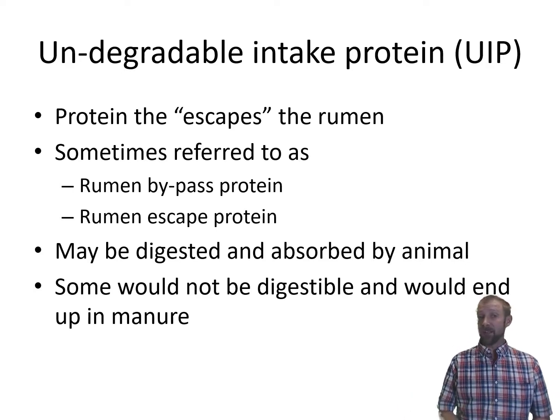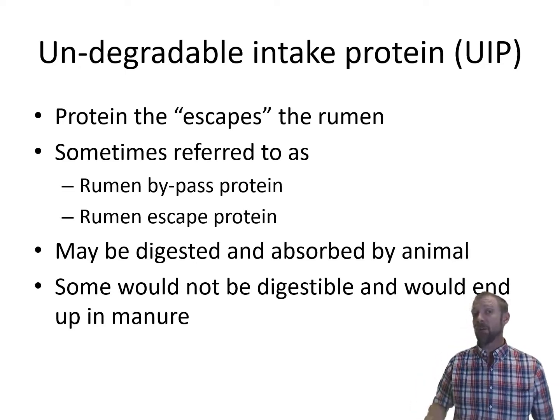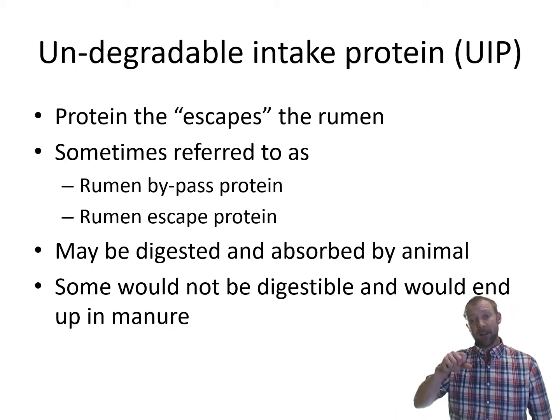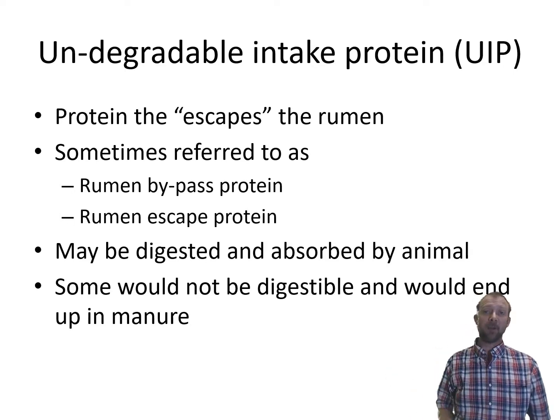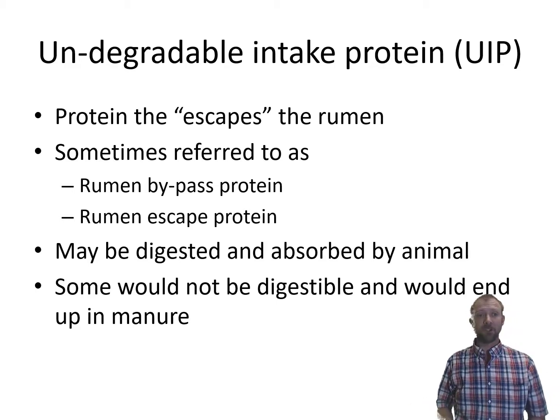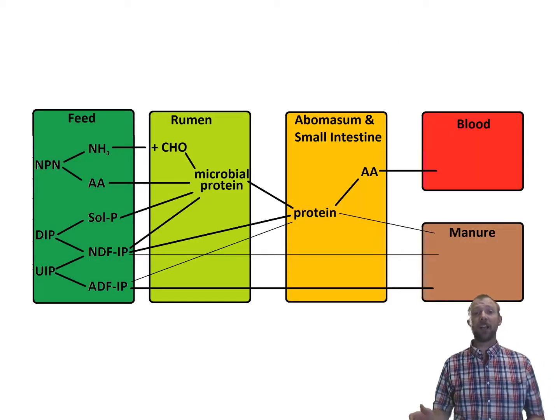This may still be digested and absorbed by the animal. So that protein is, and again, some of the soybean meal will actually escape as rumen escape or undegradable intake protein. And then in the stomach, in the abomasum, it still gets digested down to the amino acids, and then it can be absorbed in the small intestine as amino acids there as well. Some, however, also will just not be digestible and will end up going right through into the manure. I like this diagram. This diagram really shows it well.